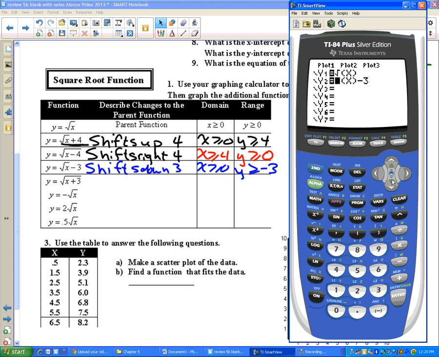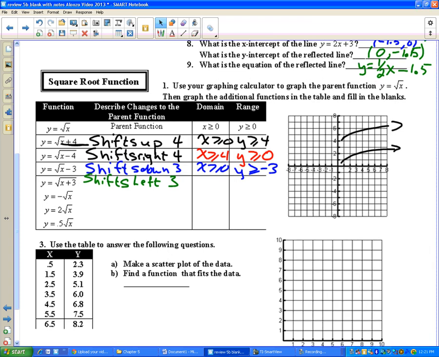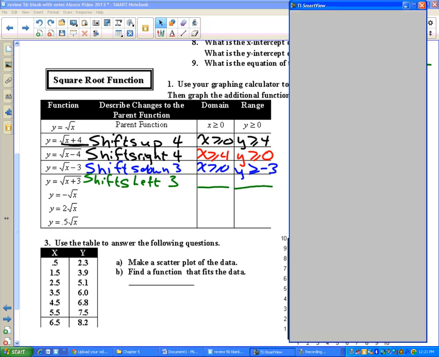Y equals. Again, the plus 3 is inside the square root, so we're going to do plus 3, close the parenthesis. We're going to hit graph, and this is shift to the left 1, 2, 3. I went to the left 3, so this shifts left 3. Shifting left should change my x's, right? So I think the x's are going to change, but the y should say greater than or equal to 0. Let's see if that double checks.